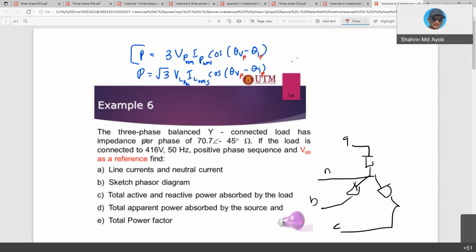Okay, so Doctor, if we use the line angle instead of the phase angle, we get the wrong answer? Yes, you will get the wrong answer. So you need to make sure that if you are using this, only these parameters change, but the angle should refer to the phase voltage and phase current.